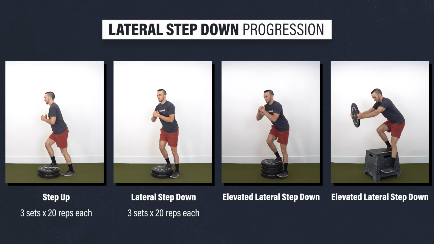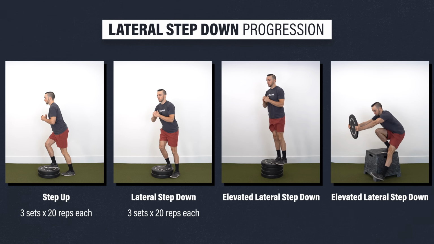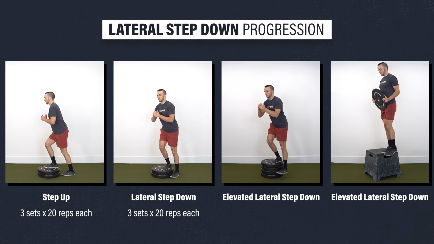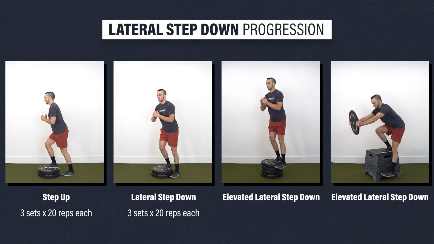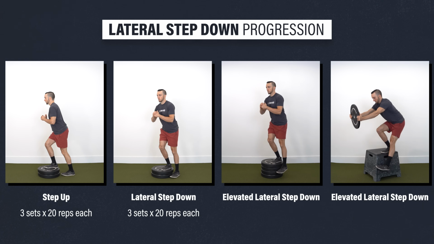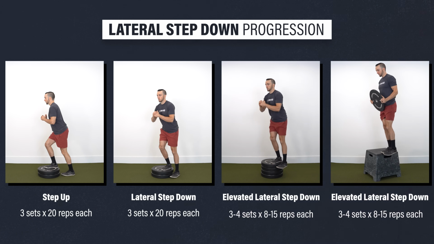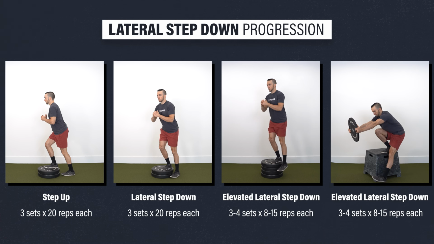And level 3, elevated lateral step down. Increase the height of the objects or perform on a box or bench. To help stay more upright, you can hold a weight as a counterbalance. Perform 3 to 4 sets of 8 to 15 reps on each leg.